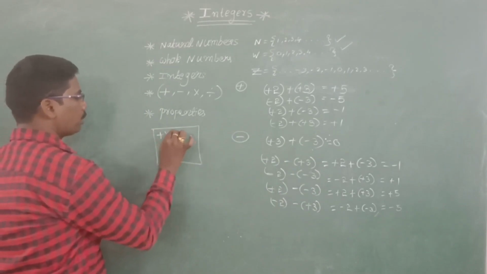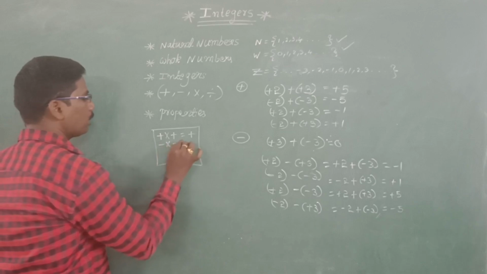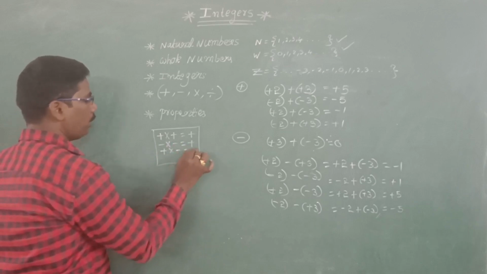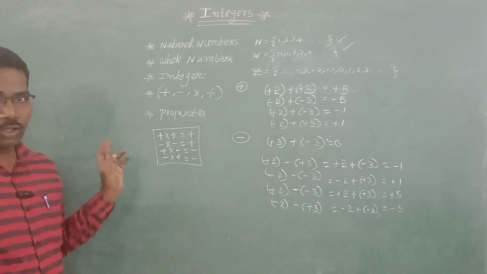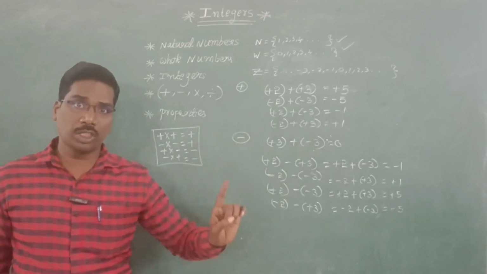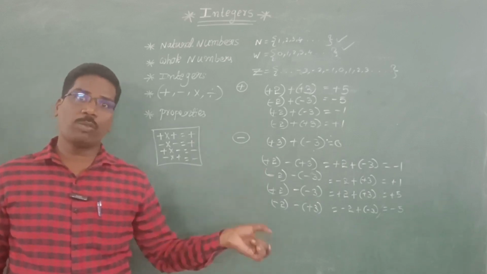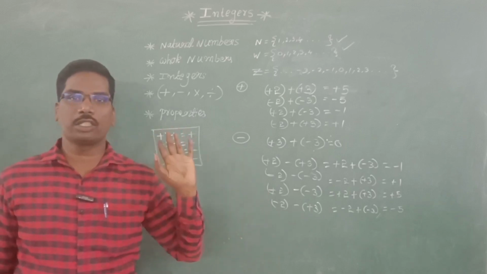Plus into plus, that is equal to plus. Minus into minus, that is also plus. Plus into minus, that is minus. Minus into plus, that is minus. The product of two positive integers is a positive integer. The product of two negative integers is a positive integer. The product of one positive and one negative is a negative integer. The product of one negative and one positive is a negative integer.